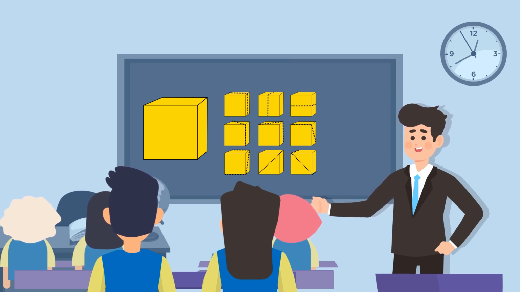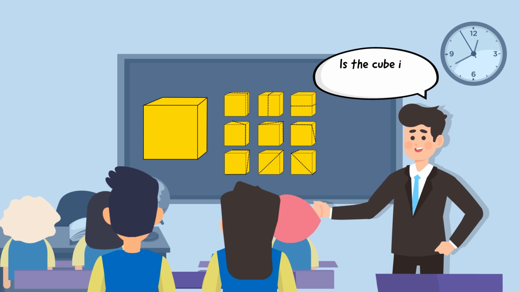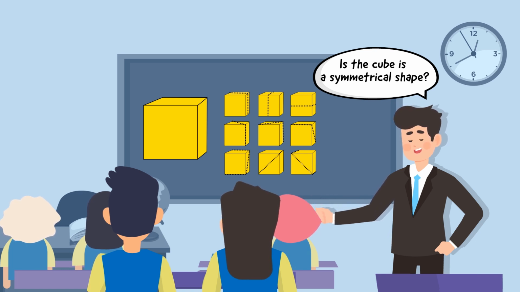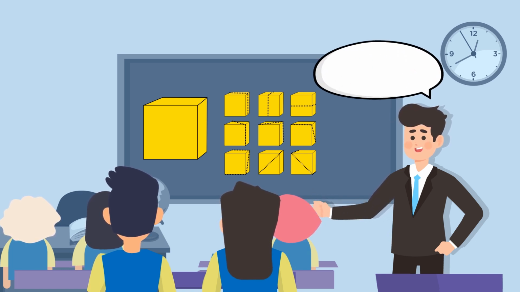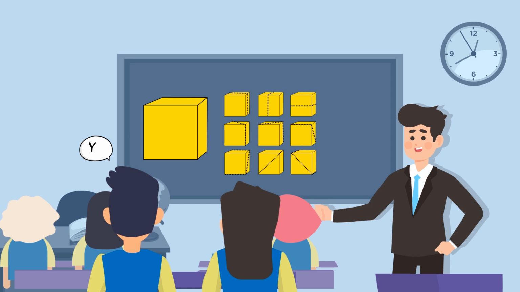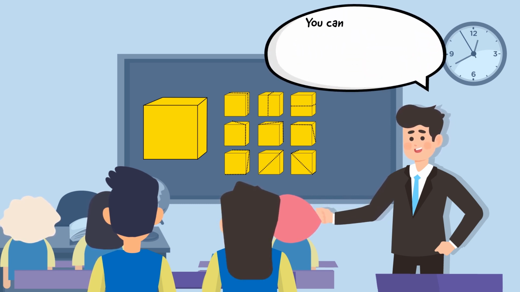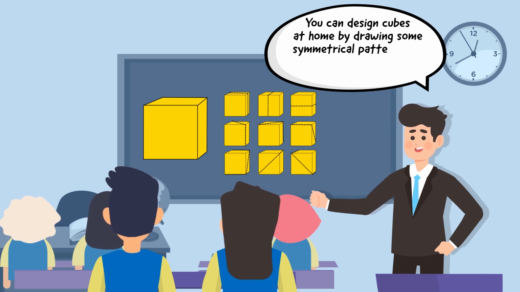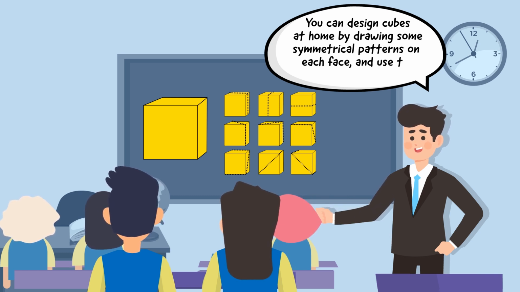Continue the discussion by asking the students if the cube is a symmetrical shape. Encourage the students to observe the figures and visualize the mirror halves. They may then respond by saying yes. Now, inform the students that they can design their cubes at home by drawing some symmetrical patterns on each face and use the box as a decor piece.